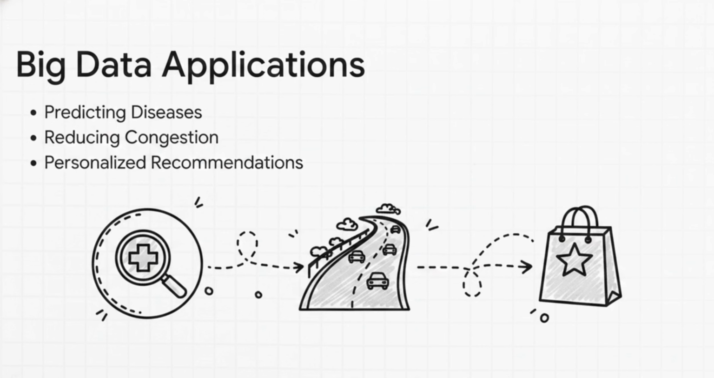And why does traversing these massive lists matter to us? Because the applications are literally world-changing. By traversing millions of health records, doctors can actually predict disease outbreaks before they even spread. By processing endless lists of vehicle GPS data, urban planners can reduce citywide traffic congestion. And by analyzing purchase data, companies can give you those highly personalized recommendations you see online. Traversing these massive real-world lists allows us to solve massive real-world problems. It's truly the engine of modern innovation.